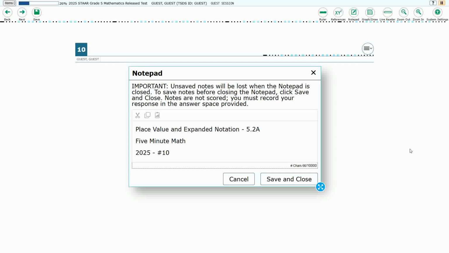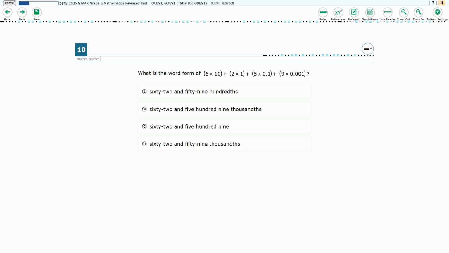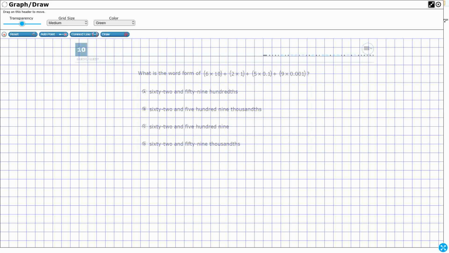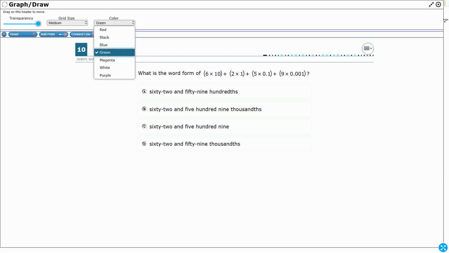Today we are looking at the fifth grade concept of place value and expanded notation. This is Standard 5.2a in the great state of Texas, and we are using item number 10 of the 2025 released STAAR test. If you haven't done so already, please go ahead and take a moment to pause the video, work this problem out on your own, unpause it, and we will look at our answers together.